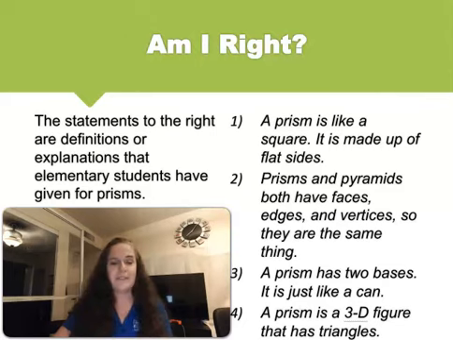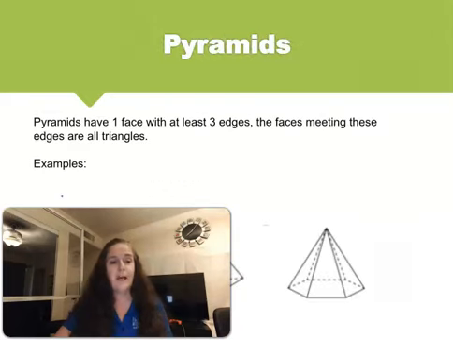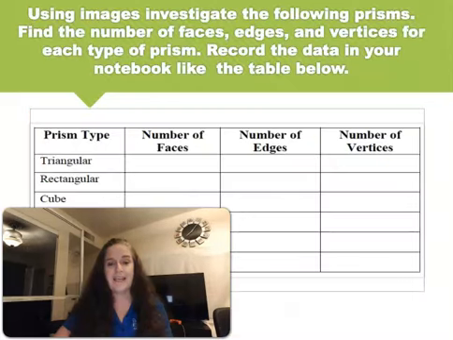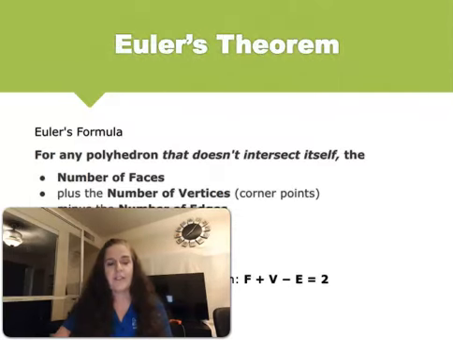These are some statements that elementary students gave about prisms. We'll compare prisms and pyramids. We'll discuss all the different names of them. And we're really going to start to focus on Euler's theorem, and what Euler's theorem is and how it applies to these polyhedra, which are three-dimensional shapes that are made out of polygons.